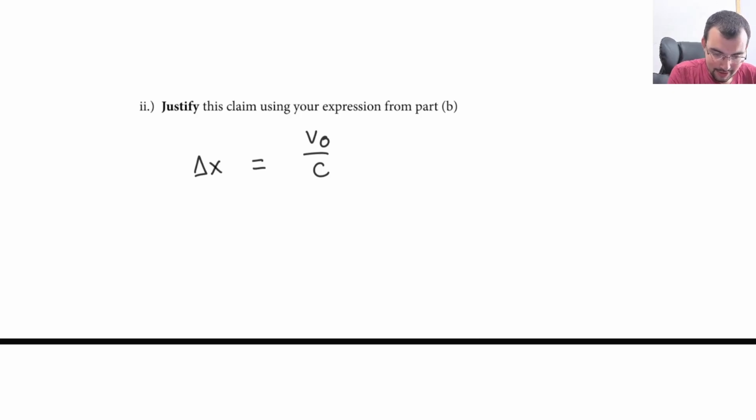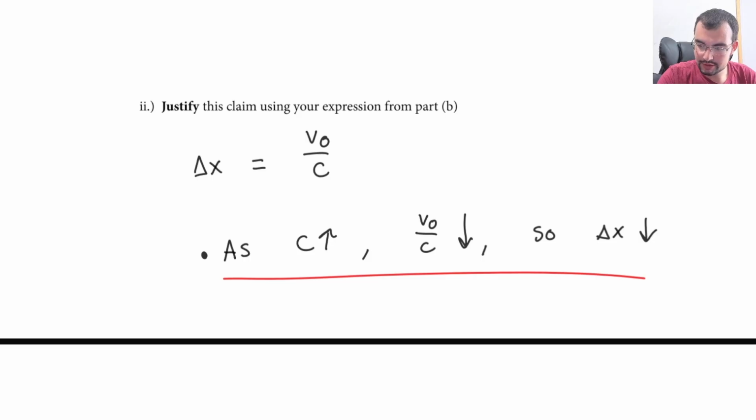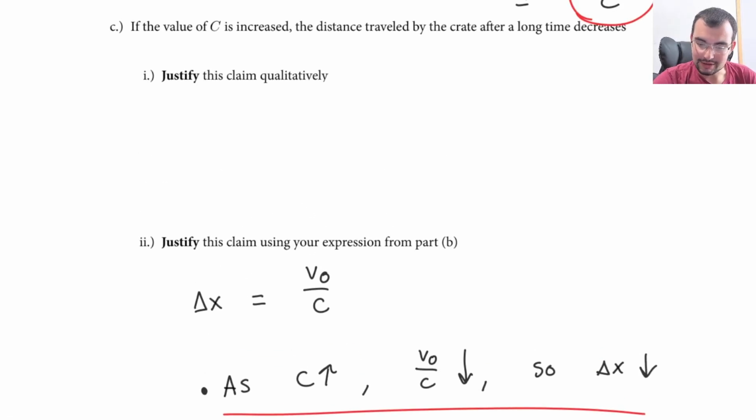So we can see that as c increases, v0 over c is going to decrease because I am increasing the denominator, meaning delta x decreases. You don't really need to say this in the future. Like, we accept the fact that you understand that denominator means an inverse relationship, but this is sort of what we're going for here. So how could we have figured this out qualitatively?